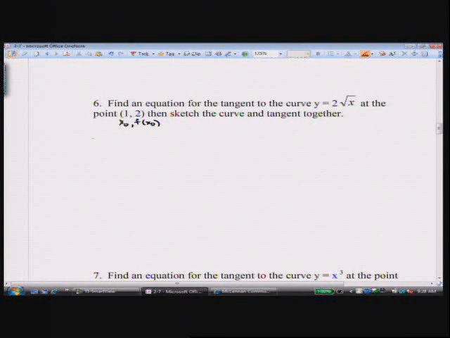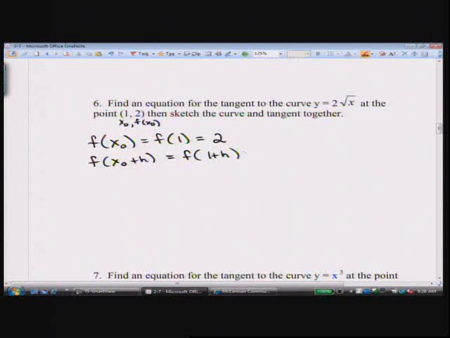Okay? So in step 1, the first thing you want to do is calculate f of x naught, which is to calculate f of 1, which is already given to you to be 2. But you could plug it in to find it if you wanted. Then you want to find f of x naught plus h, which is f of 1 plus h, in this case, because your x naught is 1. And so here that's going to be 2 times the square root of 1 plus h, because that's what you plug in for x in the function.